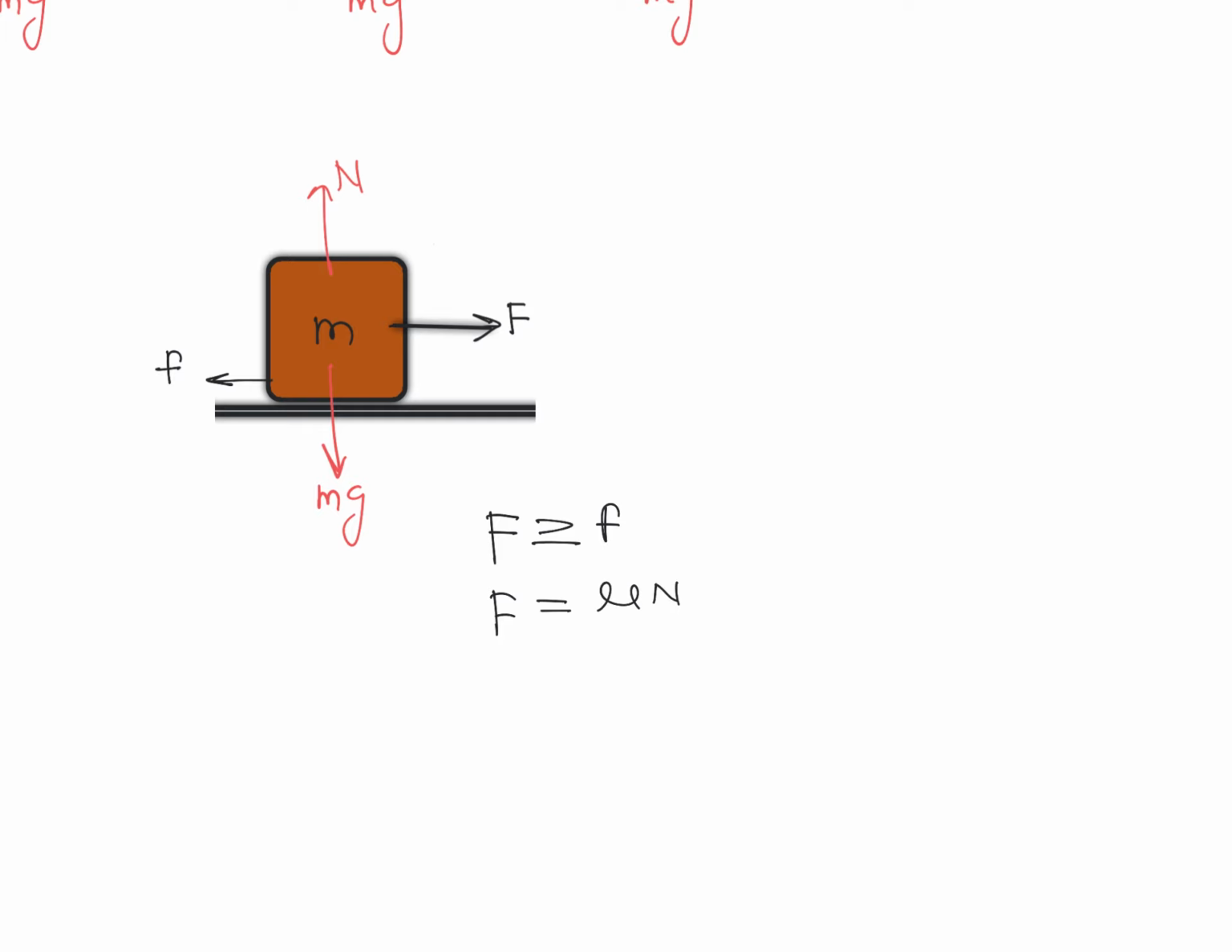and frictional force is nothing but mu into normal reaction. Over here this normal reaction is equal to mg. So you can write the minimum force required to displace this object on a horizontal surface will be equal to mu into m into g if the force is acting parallel to the surface.